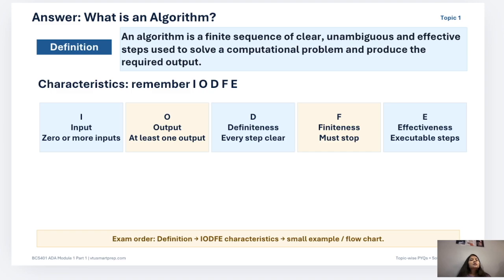And next we have E, which means effectiveness. Every step must be simple and executable, right? So here I repeat, E means effectiveness, and it means that every step is going to be simple and executable, right? It's very simple, right? Within 2 minutes you are prepared with this answer, which is the characteristics, right?